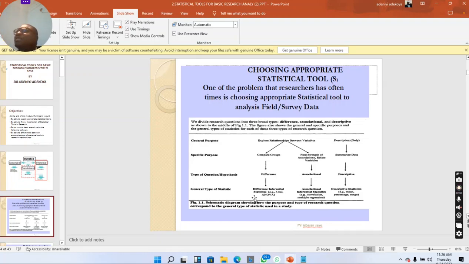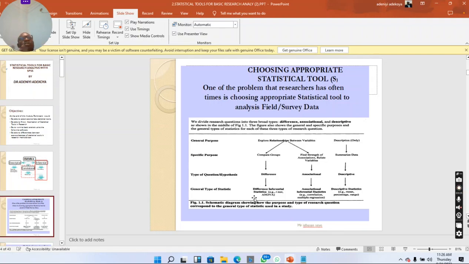How do we know the tool that is appropriate for the given research? To do that, we need to ask ourselves questions that are fundamental. For example, we ask ourselves, what's the general purpose of the research? What are the specific purposes? Just like we said yesterday, that you should have what we call the aim and the objective. So the general purpose is the aim overall. So is the general purpose out to explore relationship between variables?